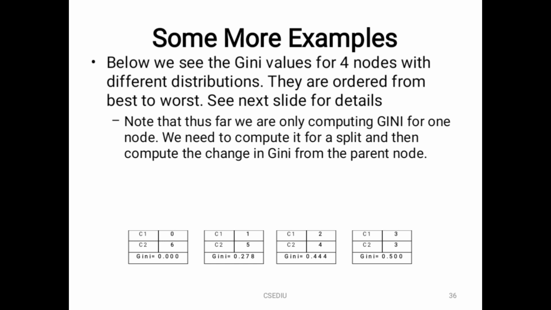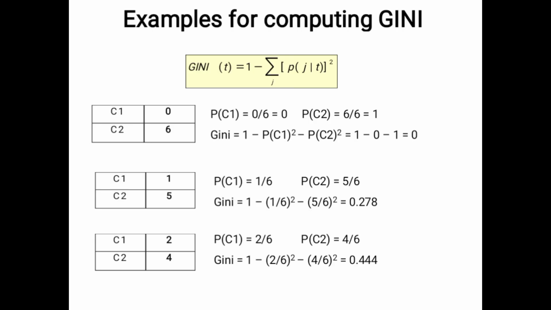Some more examples: before, we saw the Gini values of four nodes with different distributions. They are ordered from best to worst; see the next slide for details. Here the values are 0.0, 0.278, 0.444, and 0.5. Before, we calculated some sample examples. Here is the Gini calculation, and here is the entropy calculation.